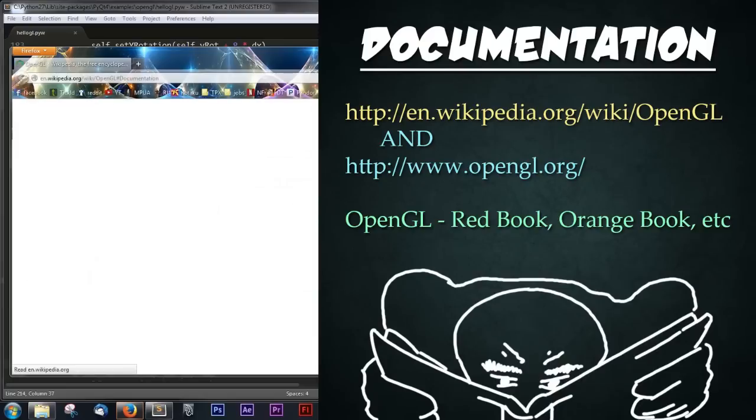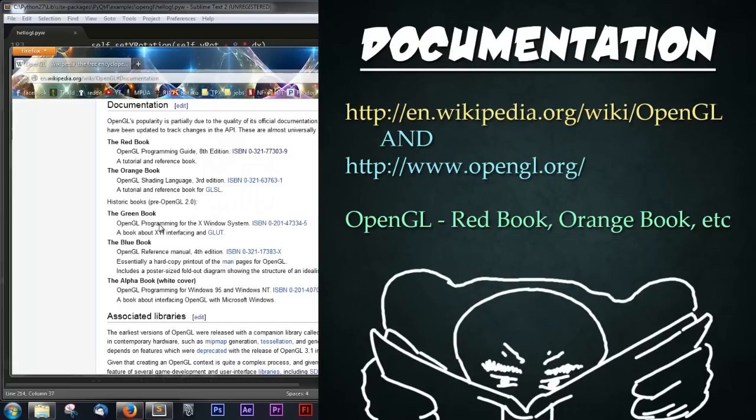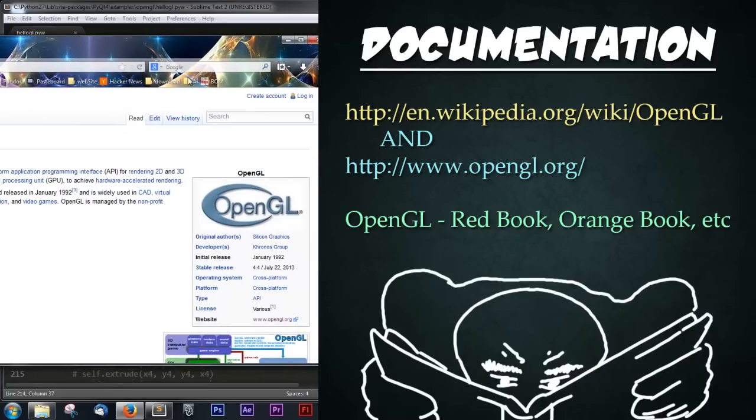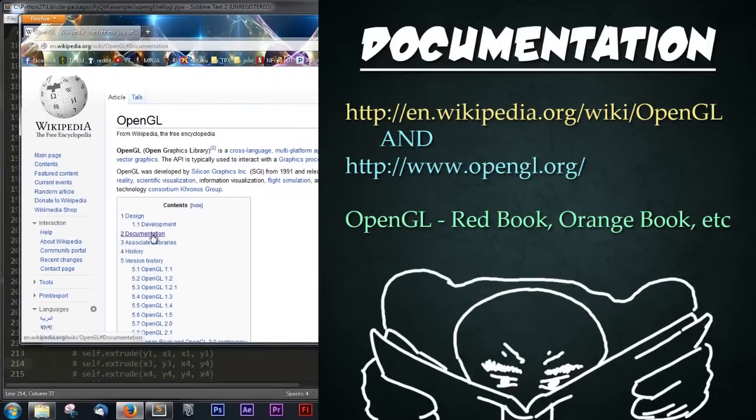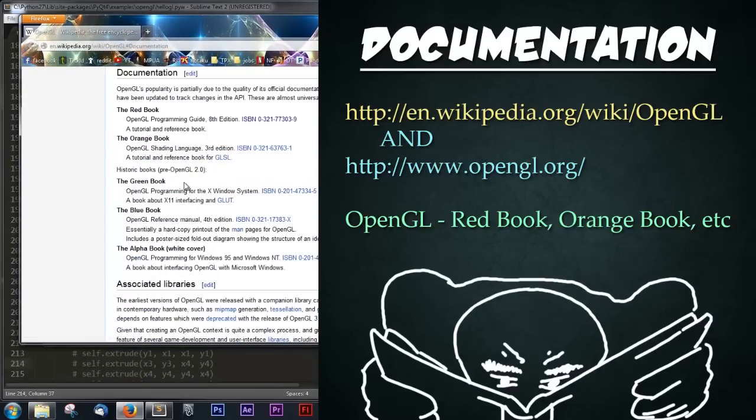For further documentation on OpenGL, to see what exactly you can do, you can go to Wikipedia and just Google search OpenGL, and you'll be able to see. This is the logo of OpenGL, and on the wiki page you can scroll down and you'll be able to see documentation right here. And the red book is actually the basic Bible of OpenGL. Everything that you need to know about it is contained within here.